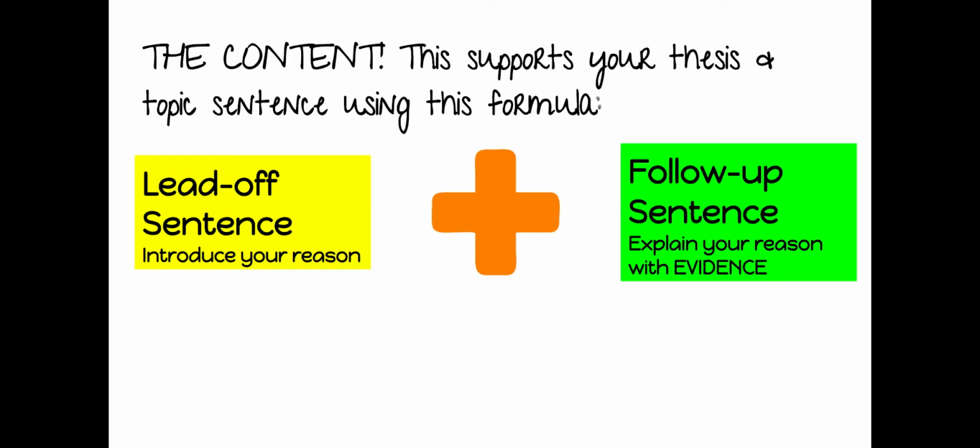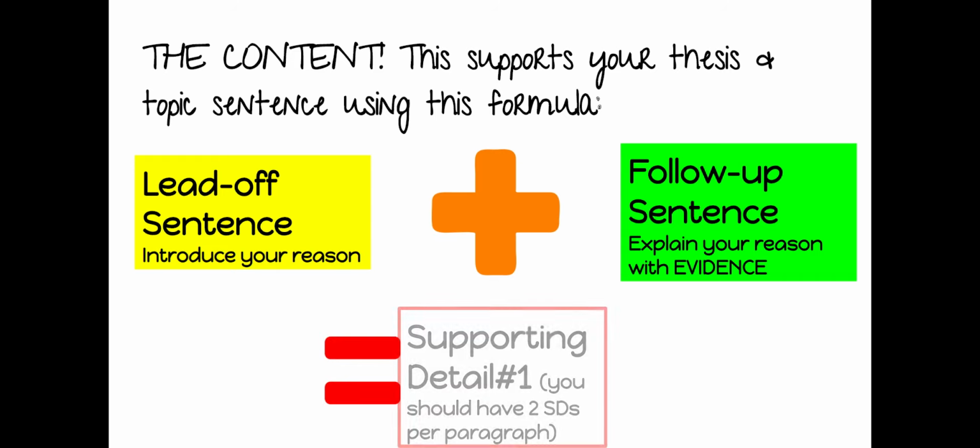This is where you're actually explaining your reason with evidence. The yellow box is your words, your thoughts. It is not from the text, it is not from research, it is not from the internet, it is from your brain. The green box is the evidence coming from text, research, a source, the library, something other than your brain. So yellow is your brain, the green is something to prove and back up your brain. Hopefully that makes sense. That will equal supporting detail number one.